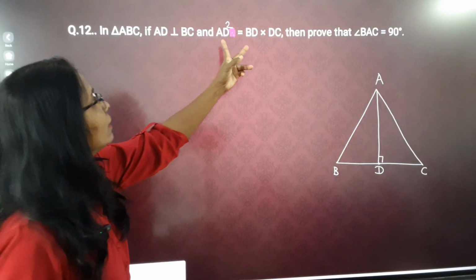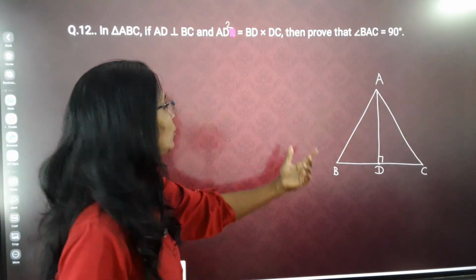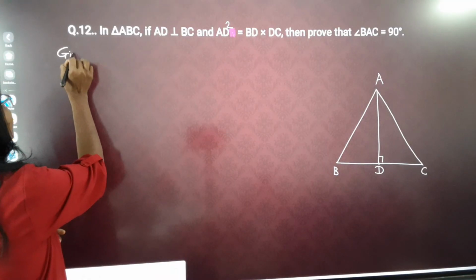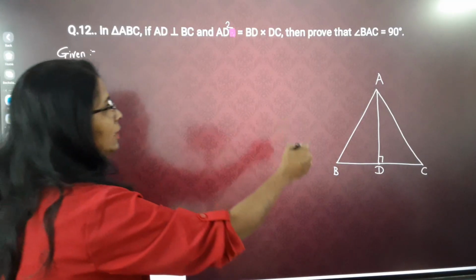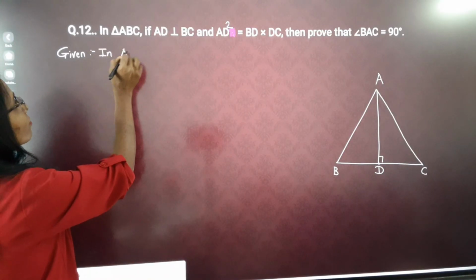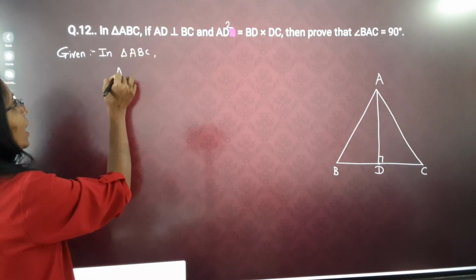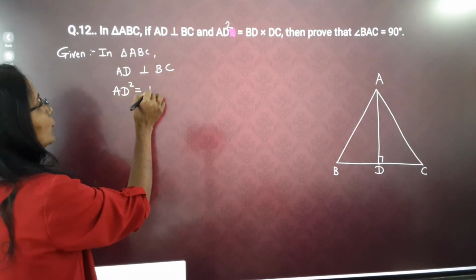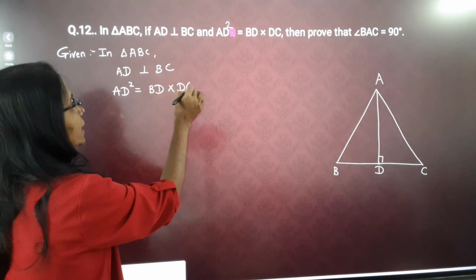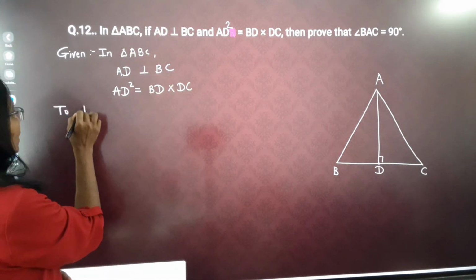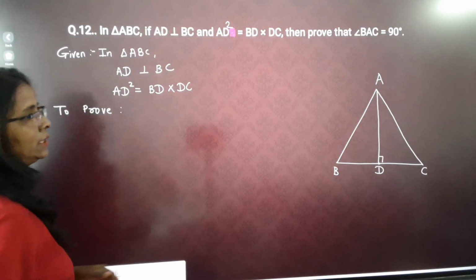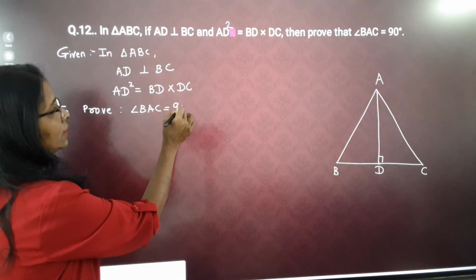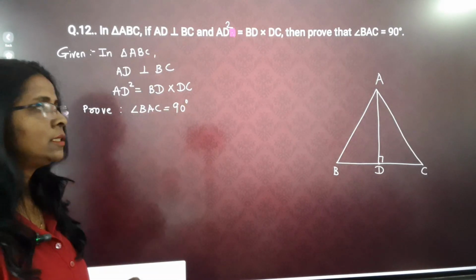And the given is also that AD square is equal to BD multiplied by DC. So I write the given from the figure: in triangle ABC, AD perpendicular BC, AD square is equal to BD multiplied by DC. Then we have to prove that angle BAC is equal to 90 degree.